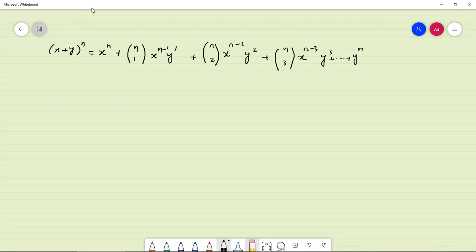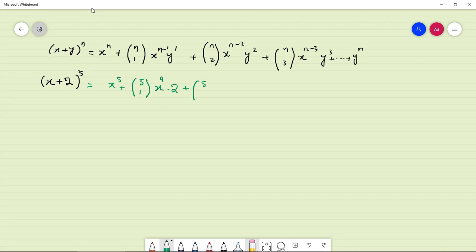Just look at this. How can we expand an expression like (x + 2) whole power 5? If I ask you to expand this expression, how can we do it? First we write x power 5 plus 5C1, because n is 5, so we put 5 instead of n. Then one part decreases for x while y increases. Y is 2 now.